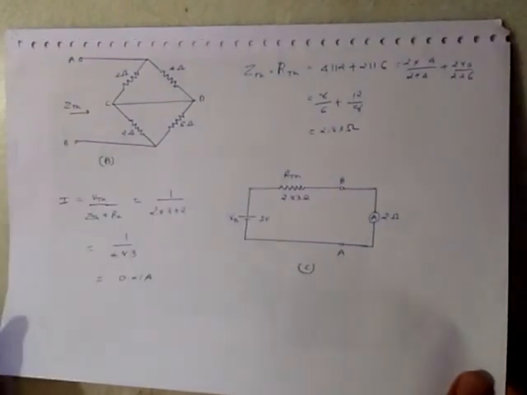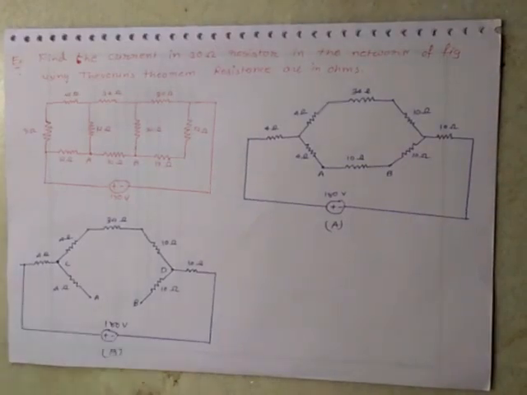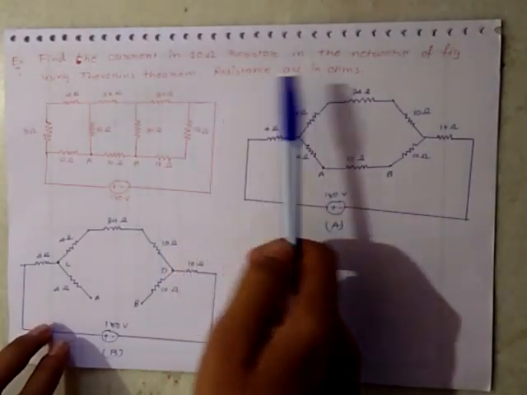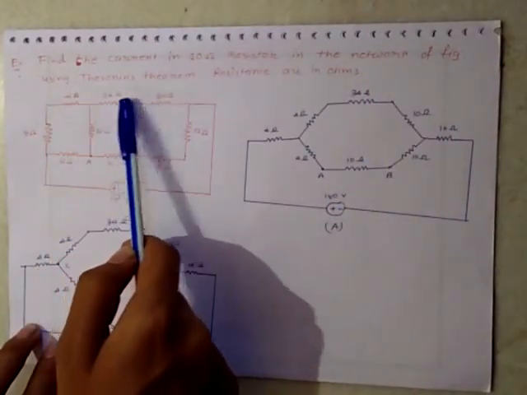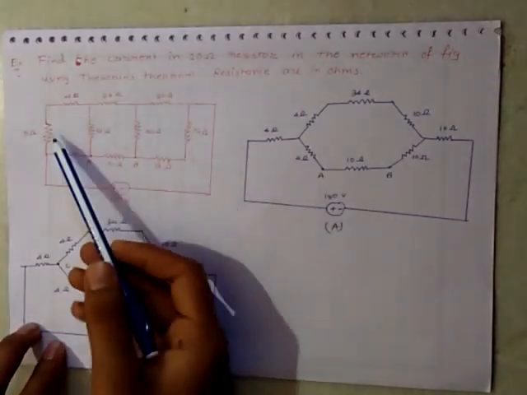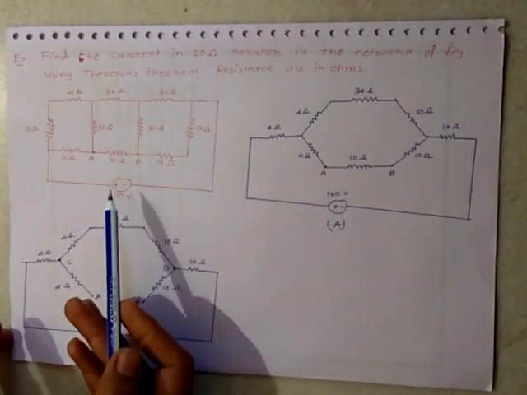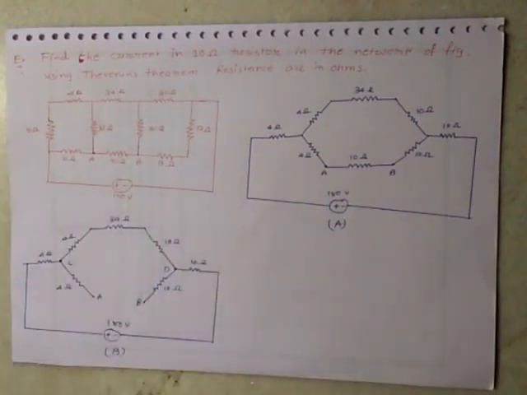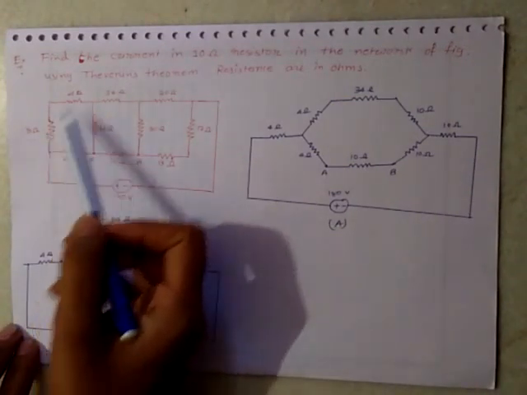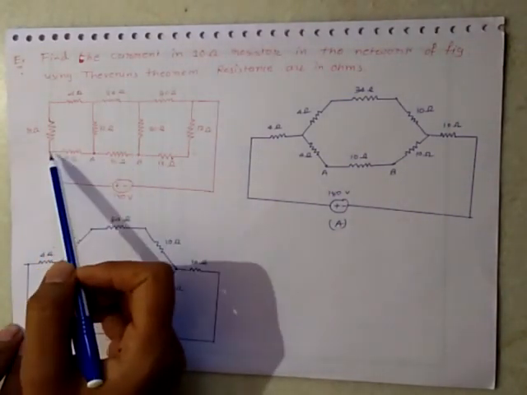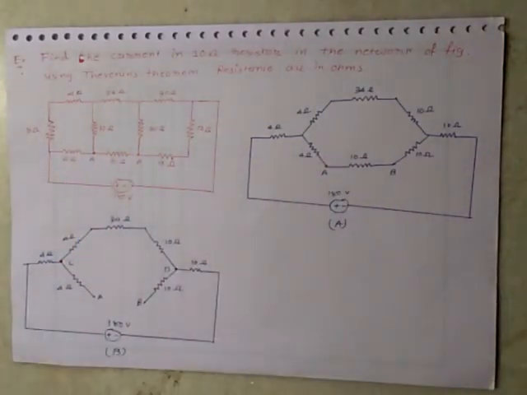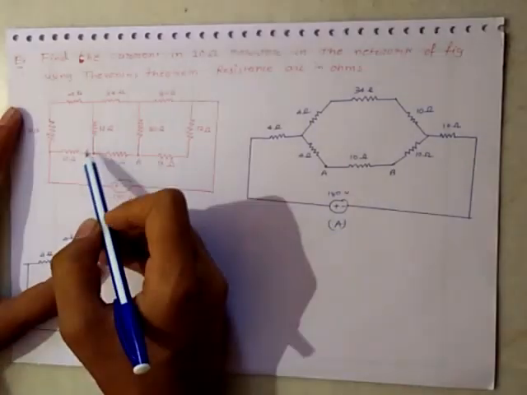Now another example to understand Thevenin theorem: find the current in the 10 ohm resistance in the network of the figure using Thevenin theorem. Here some resistances are connected and one battery or DC supply is given. Now first of all, what we will do is convert the delta connected system into a star connection. Now how will it be done? It will be done like this.